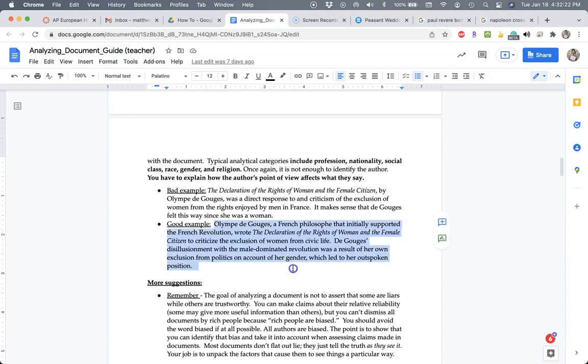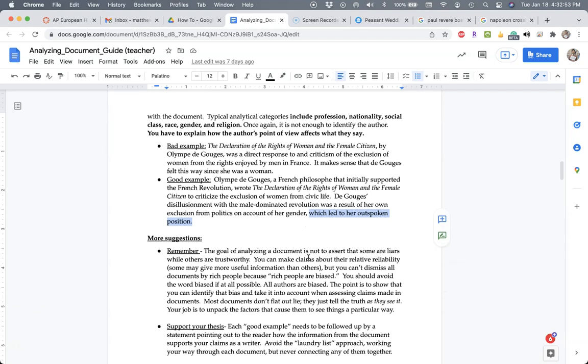Here's a correct example. De Gouges, a French philosophe that initially supported the revolution, wrote the Declaration of the Rights of Women and the Female Citizen to criticize the exclusion of women from civic life. True, it still would not be enough. De Gouges' disillusionment with the male-dominated revolution was a result of her own exclusion from politics on account of her gender, which led to her outspoken position. That is the key right there, that last section. Personally felt the exclusion and is advocating for change.